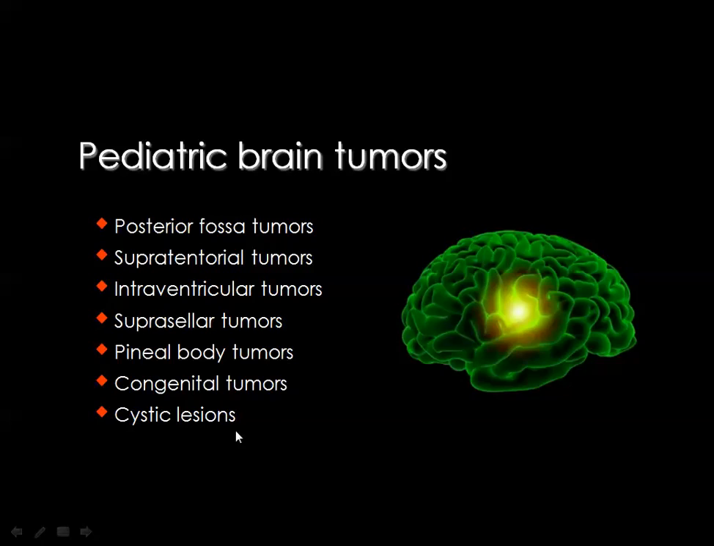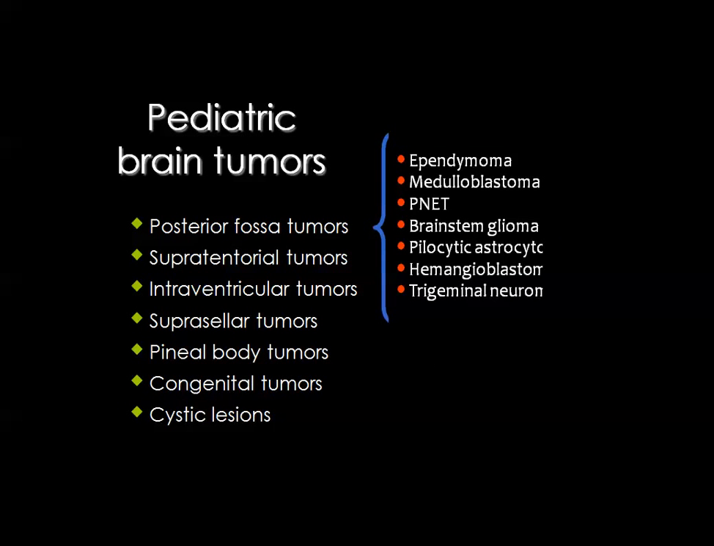Starting with the posterior fossa lesions, we have a lot of space-occupying lesions or tumors that can occur in the posterior fossa. And the most common, of course, is the ependymoma and the medulloblastoma. But we also have the brainstem glioma, the pilocytic astrocytoma, the hemangioblastoma, and the trigeminal neuroma. Also, we will say something about the primitive neuroectodermal tumors.